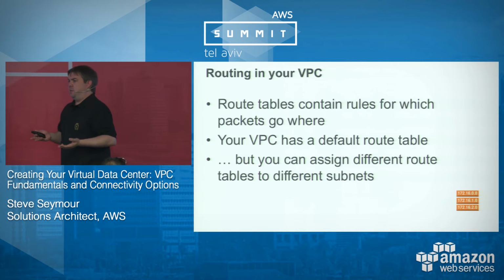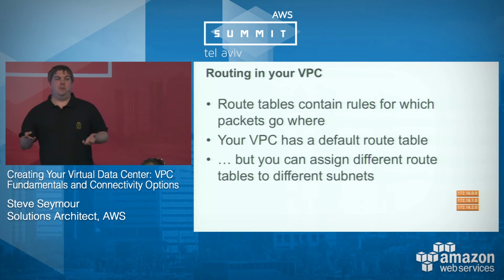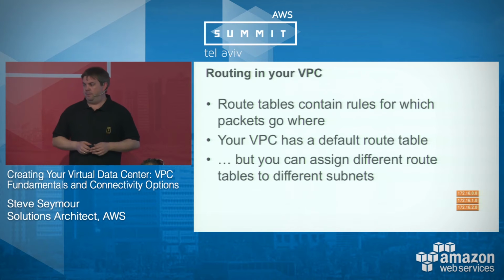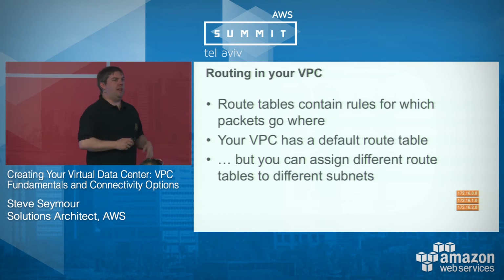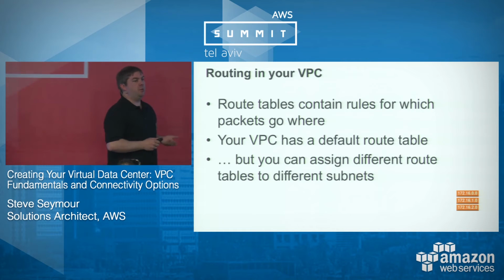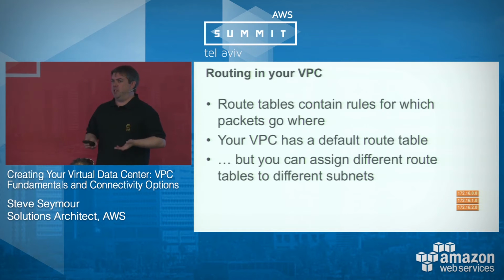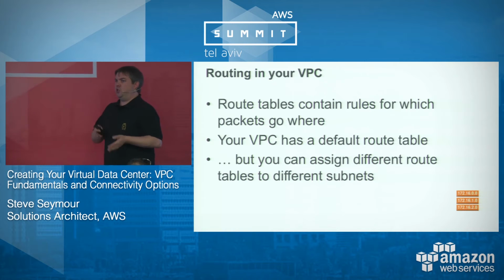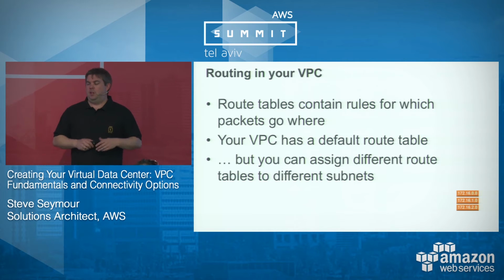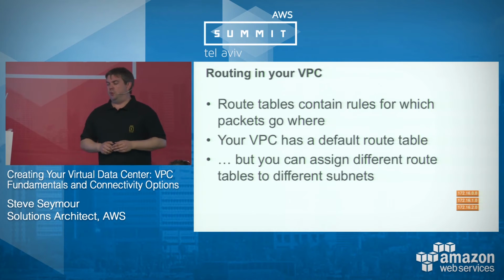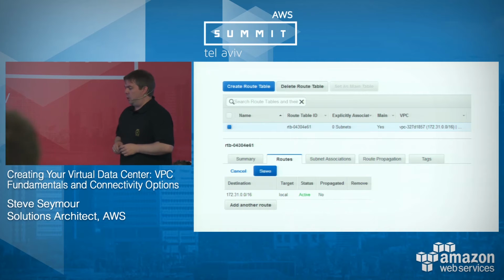And when we create the VPC, we also create what's called a main route table or a default route table. However, one of the very powerful things about VPC is you don't have to just use that default route table that we give you. You can create as many route tables as you need to associate with your individual subnets. So now each subnet can have its own routing table if you want to. For the purposes of this, we're going to stick with our main routing table.